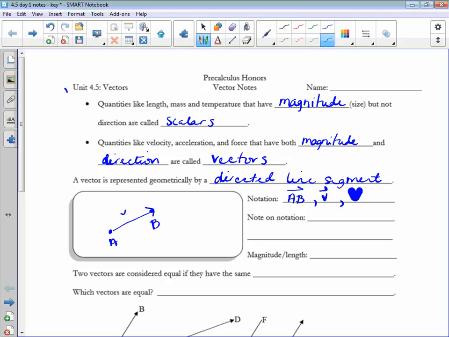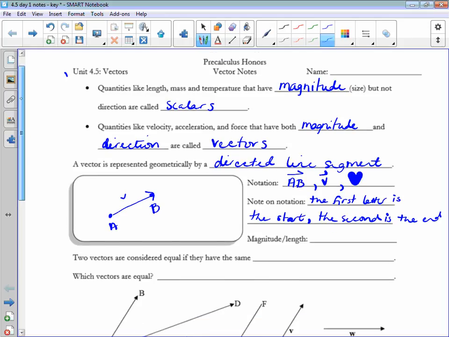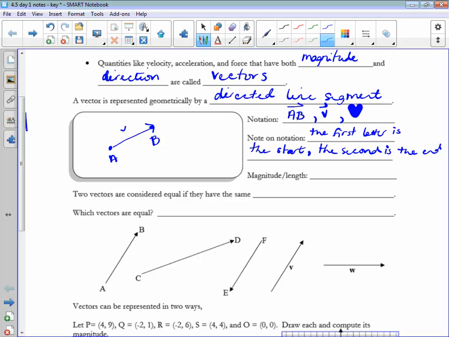All right, so on our notation here, your first letter is the start, or you can think initial. Second is the end.